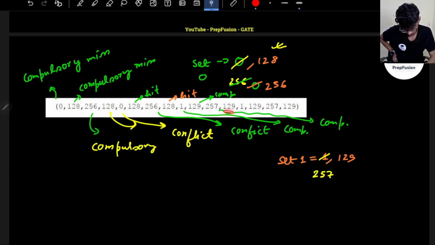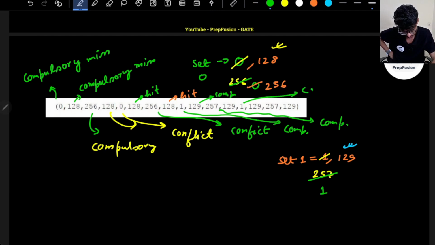Next is 129. 129 is already here, so it will be a cache hit. And again I'm calling 1. If I'm calling 1 again I have to replace something, right? Before calling 1 I had just called 129, so I will not replace 129. I have to replace 257, so I will replace 257 with 1 again. Now this 1 will be a miss.